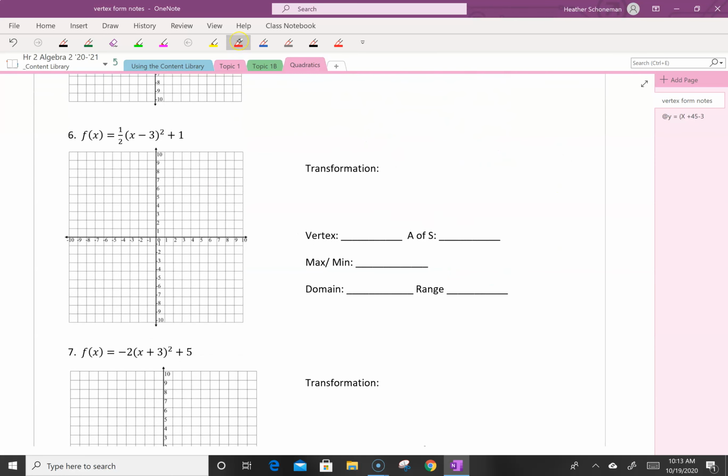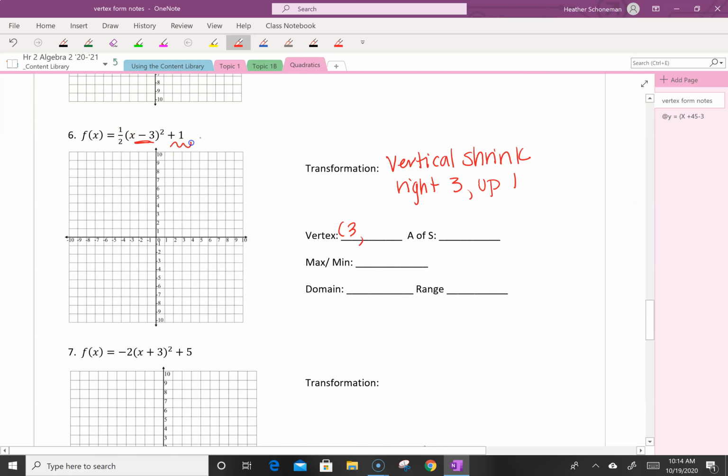On number 6, the transformation, the 1/2 is a vertical shrink. The -3 tells me I'm going to go right 3. And the +1 tells me I'm going to go up 1. So the vertex, the opposite of what's in the parentheses, so +3, and then what's added on, which is 1. Axis of symmetry, x equals the x-coordinate, which is 3. So I'm going to start at 3, 1.